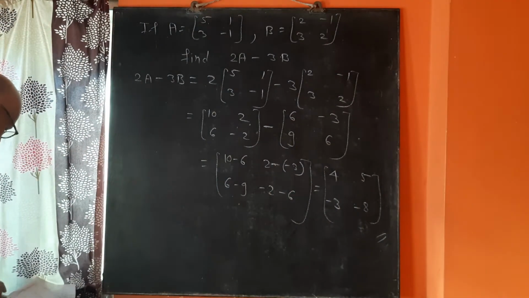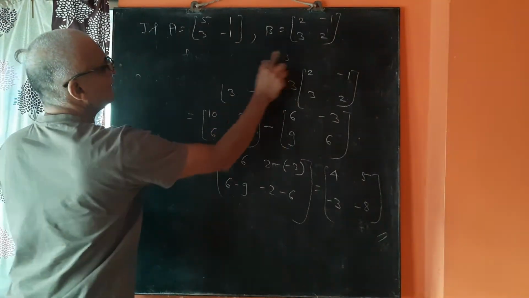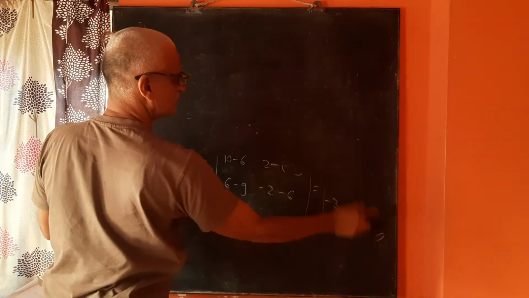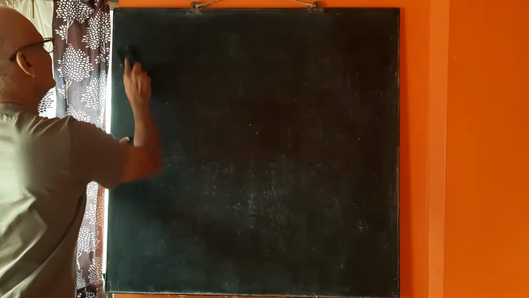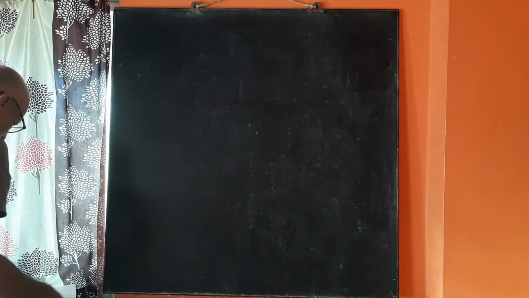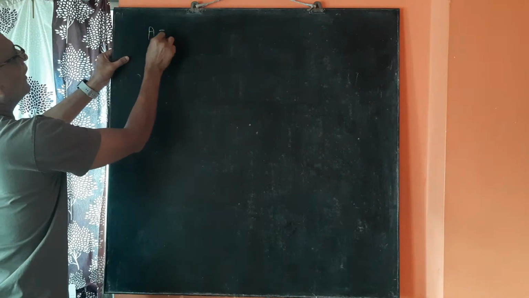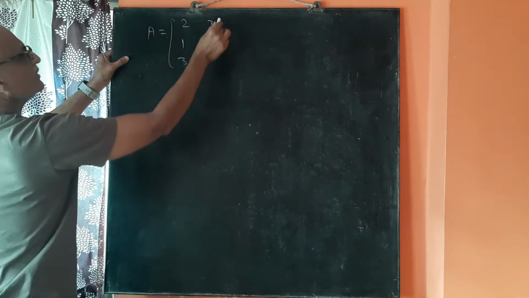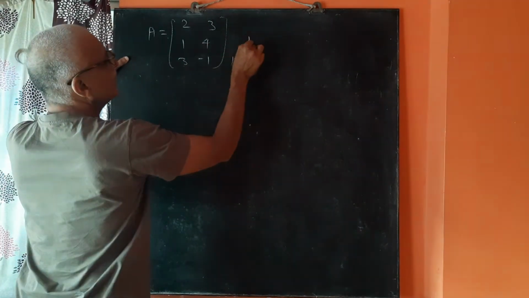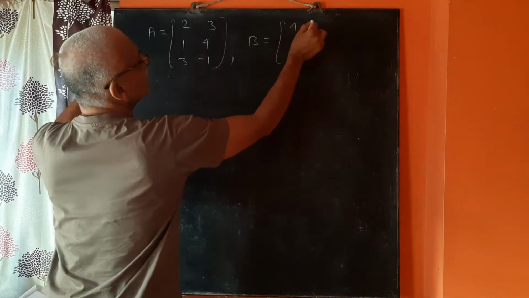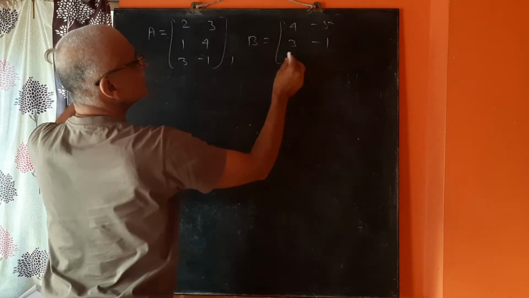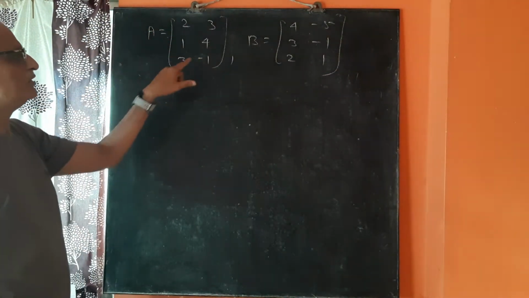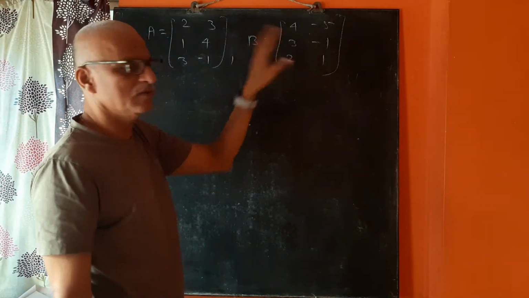Then another example. Let us say A equals the matrix of 2, 3, 1, 4, 3, minus 1. B equals the matrix of 4, minus 5, 3, minus 1, 2, and 1. A is 2, 3, 1, 4, 3, minus 1. B is 4, minus 5, 3, minus 1, 2, 1.